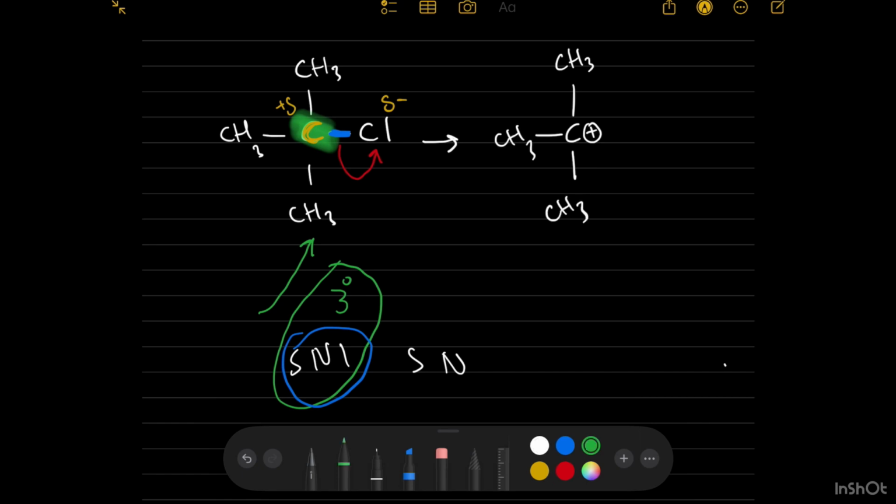You have to keep in mind that the breaking of this bond is a very slow step. If you're interested in studying the rate of reaction, we study this slow step because it represents the rate-determining step. So this is really important and it's related to that.